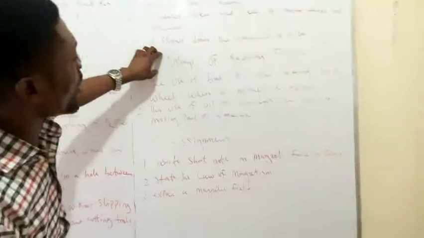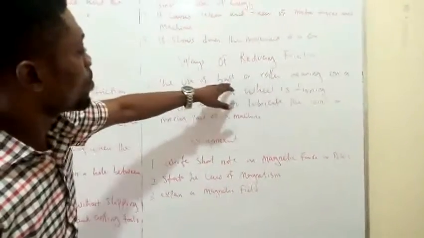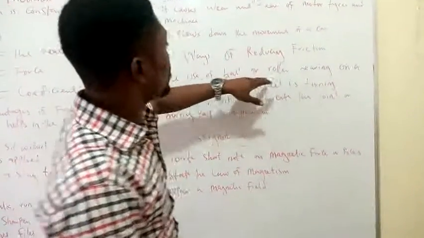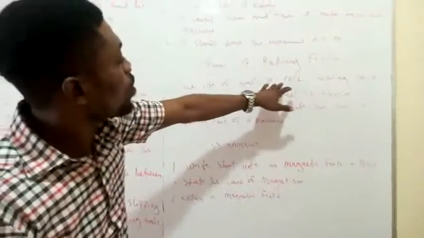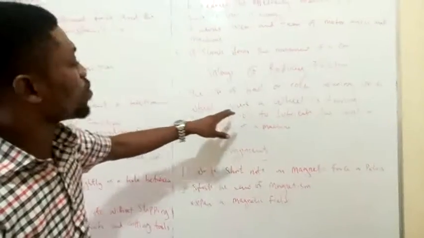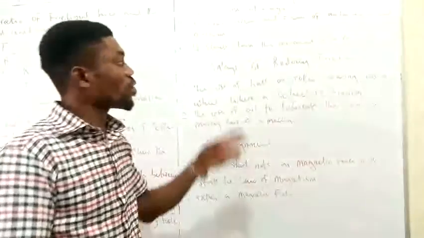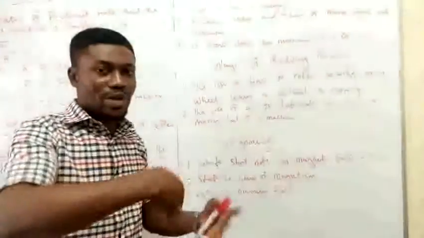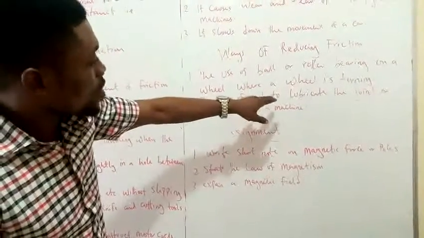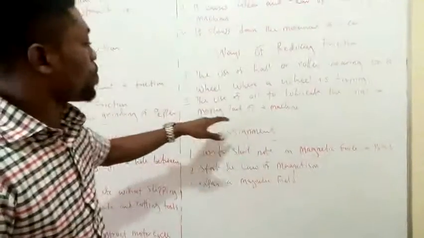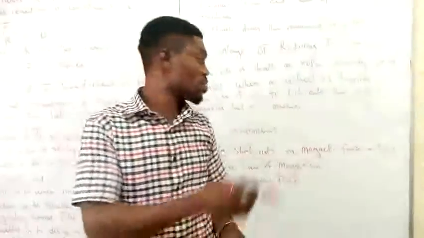Okay, now let us look at ways of reducing friction. The use of ball or roller bearings on a wheel where a wheel is turning. So there should be a ball or a roller bearing where there is a wheel turning. We should also have the use of oil to lubricate the joints of moving parts of a machine.